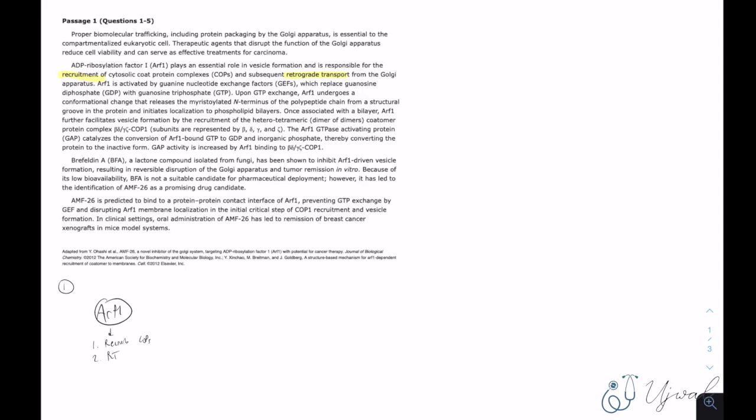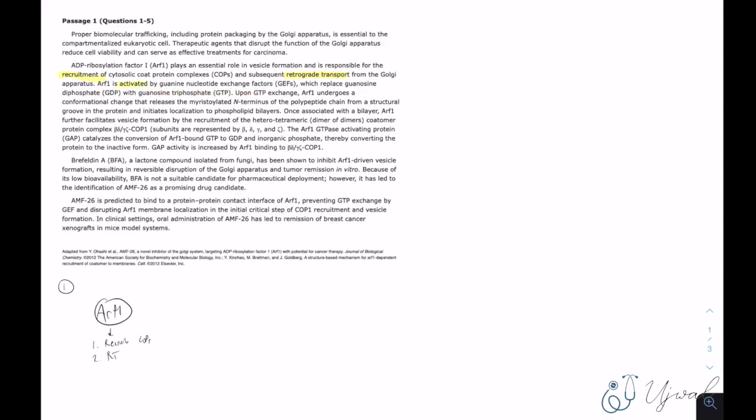But until then, there's no need for us to really think too much about any of the actual concepts that are being presented in this passage. Our goal is just to focus on the strategy, save as much brain power as we can, translate this into a nice, easy to understand format, and then we can jump into the questions and use our brain power where it's actually useful. All right, so the next sentence is ARF1 is activated by guanine nucleotide exchange factors.